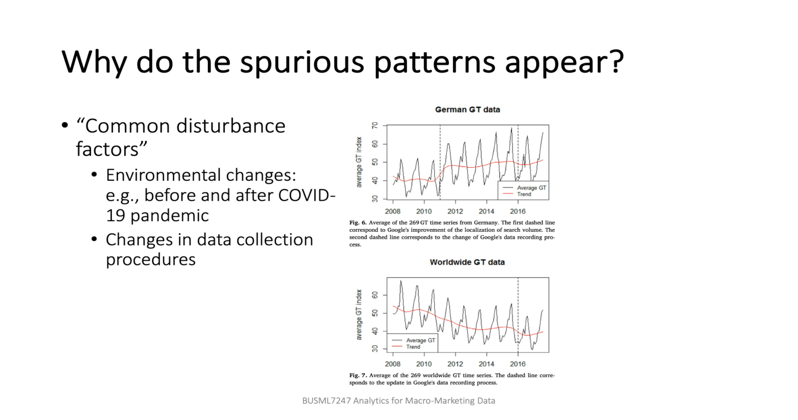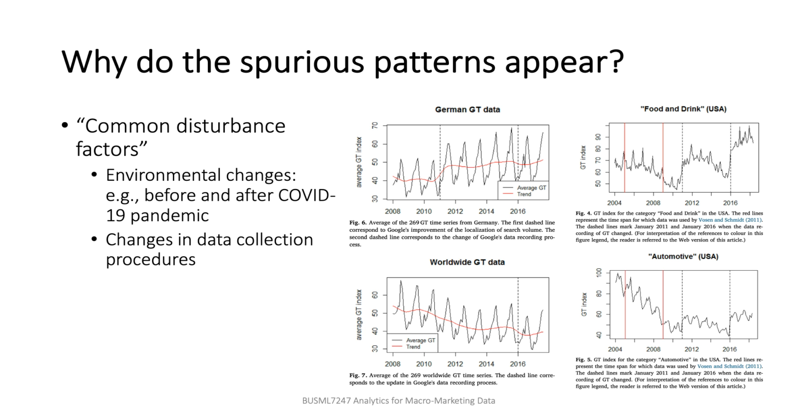Another factor is Google Trends internal issue. Google has changed its data collection procedures a couple of times. This figure displays GT data for food and drink and automotive. There are two vertical dotted lines. At that time, Google made changes in the search engine. And before and after those moments, you can see dramatic changes in search queries.